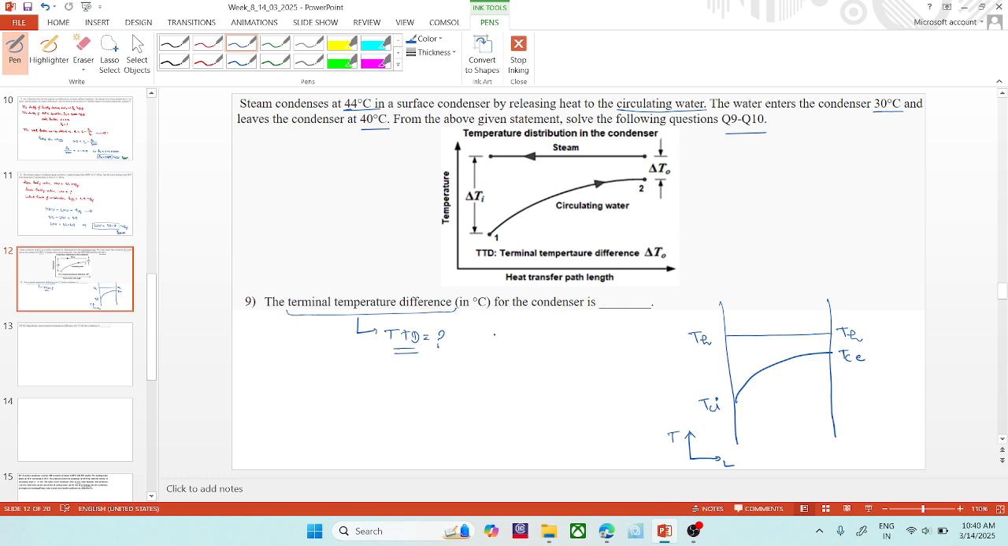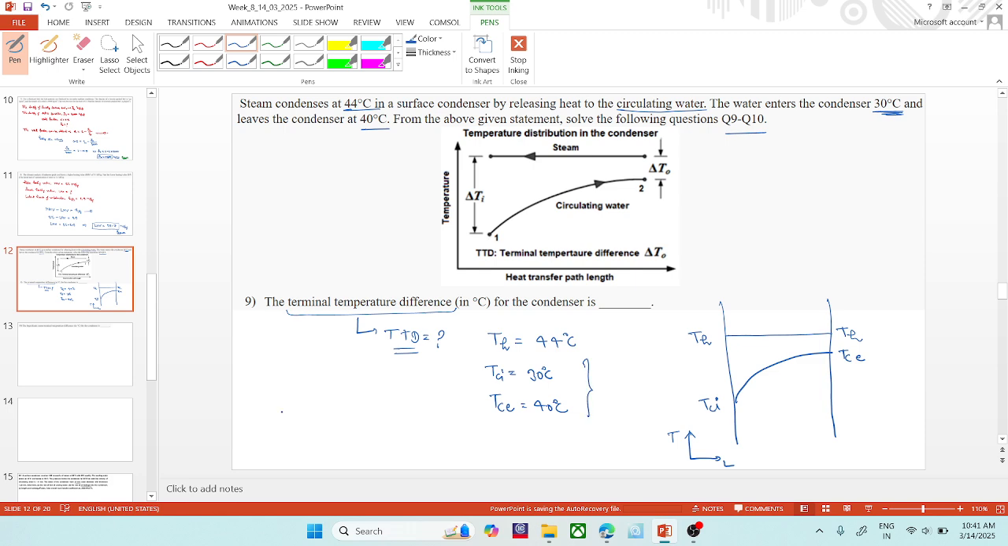So here TH is equal to 44 degrees centigrade. TCI is the inlet temperature of the water, or cold stream, which is water here. This is 30 degrees centigrade. It is entering at 30 and exiting, TCE is 40 degrees centigrade.